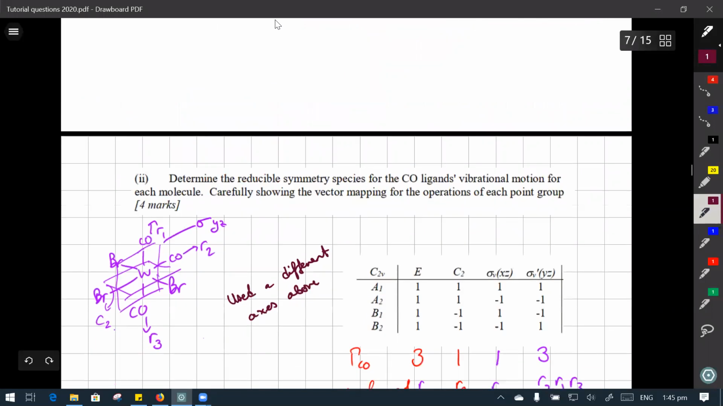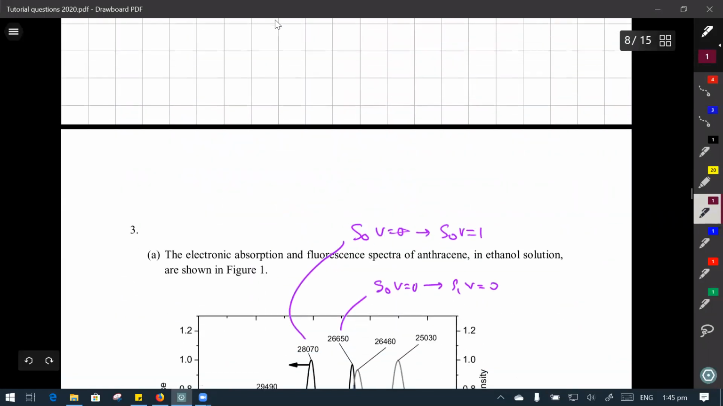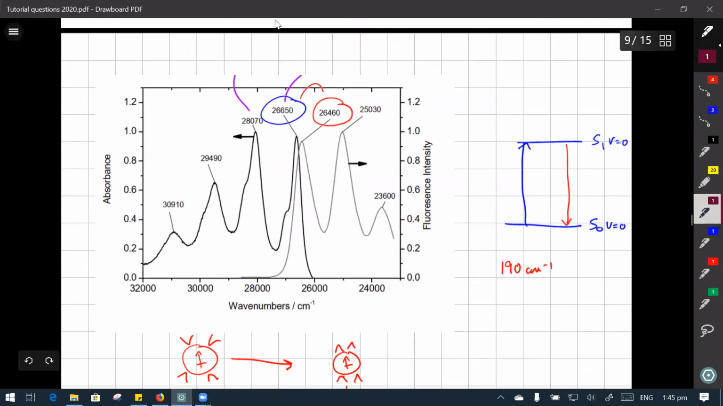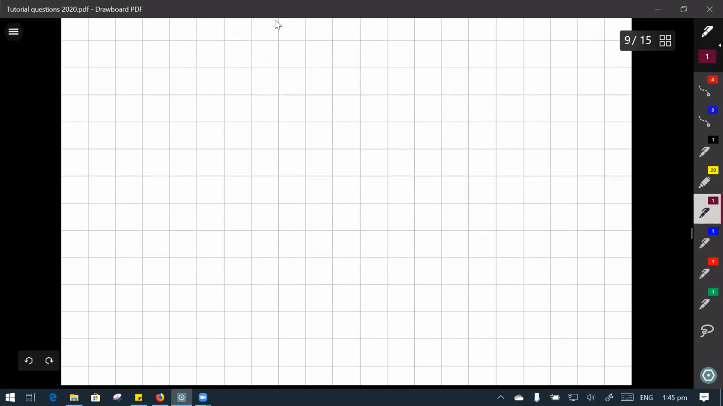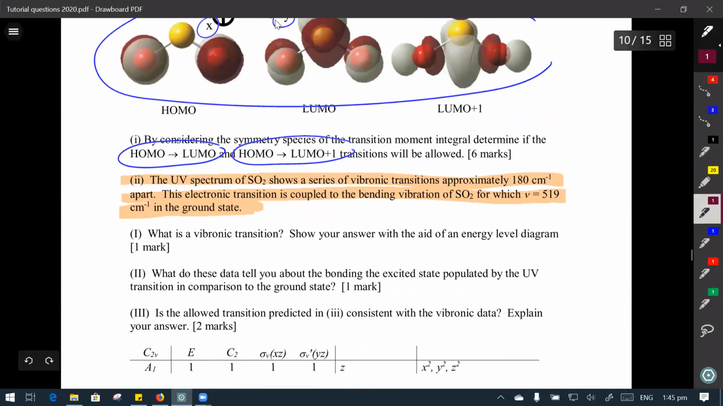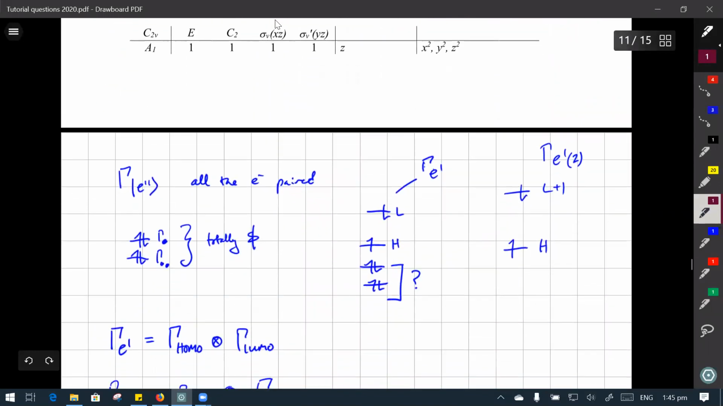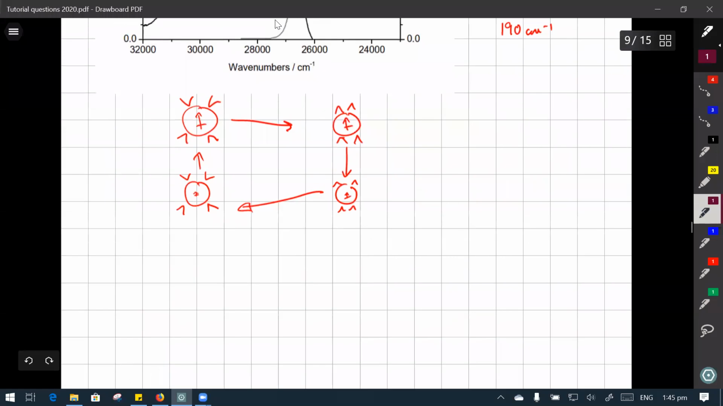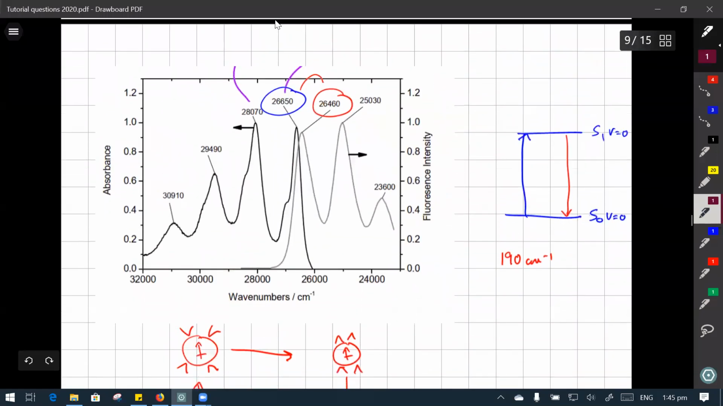Any other particular juicy questions you want me to have a crack at here? Could you explain the effect of the solvent on the emission spectrum versus the absorption spectrum again? Yep. So this is this one here, right?